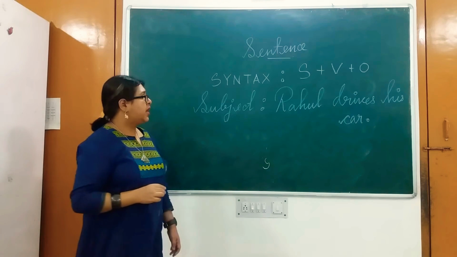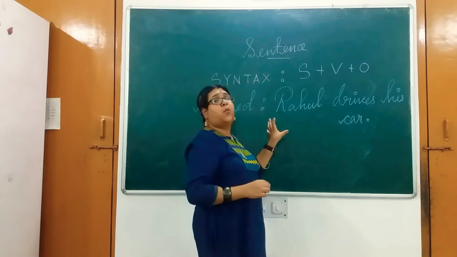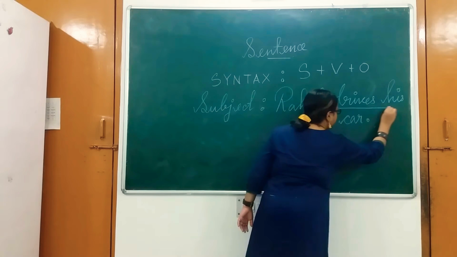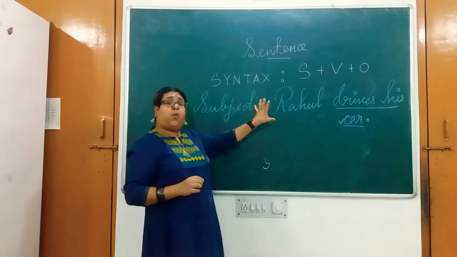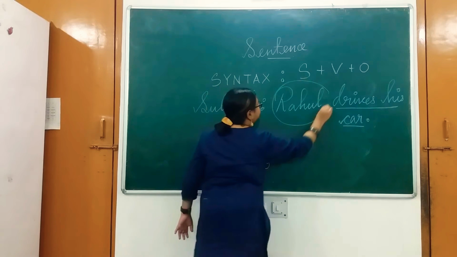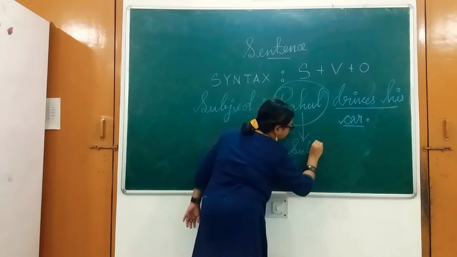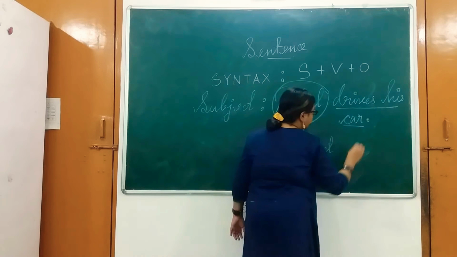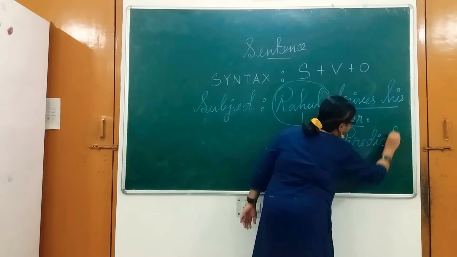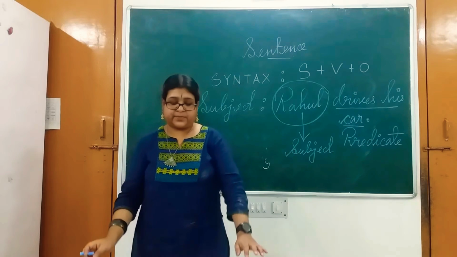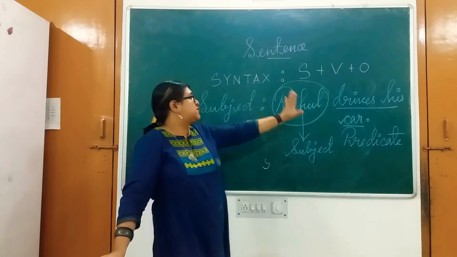Rahul drives his car. So here something is being said and that is being said about someone. This is the something which is being said, drives his car. And it is being said about someone who is Rahul. So Rahul is the subject. And drives his car is the predicate. Now, I haven't yet come into the predicate part. So, predicate, as I have told you, is something which is being told about the subject.